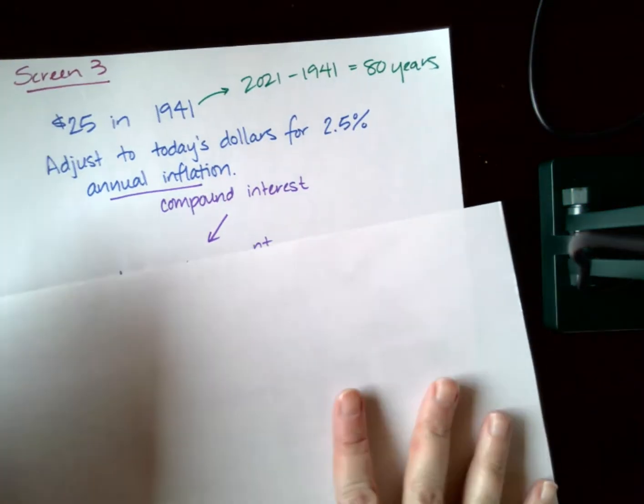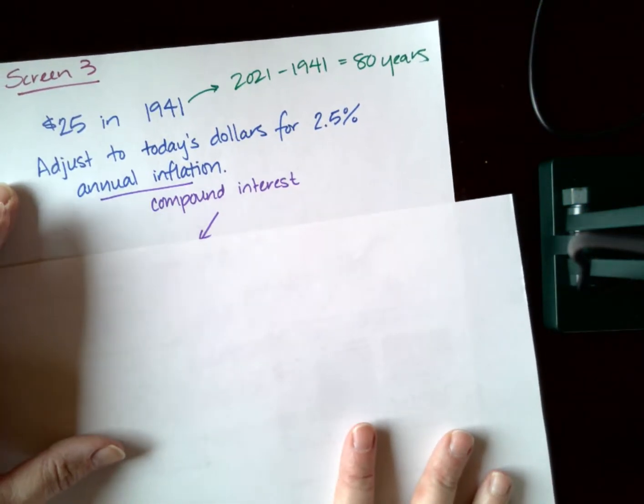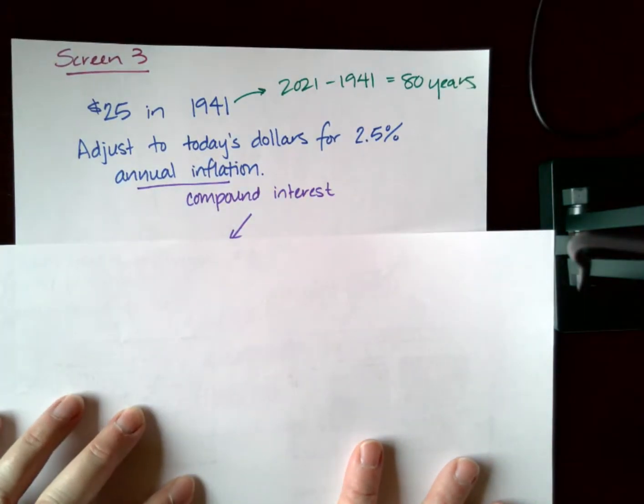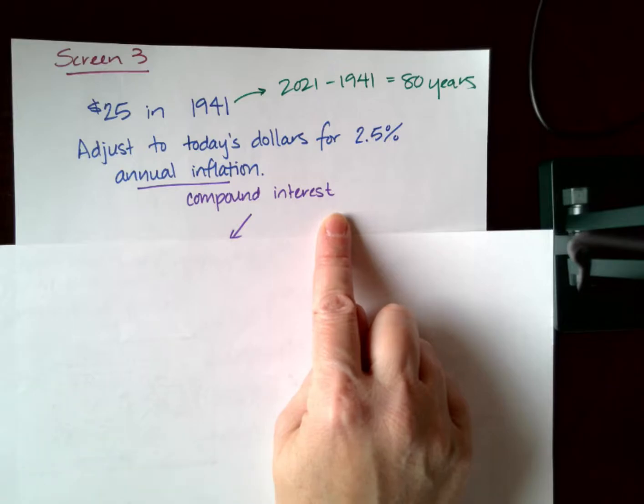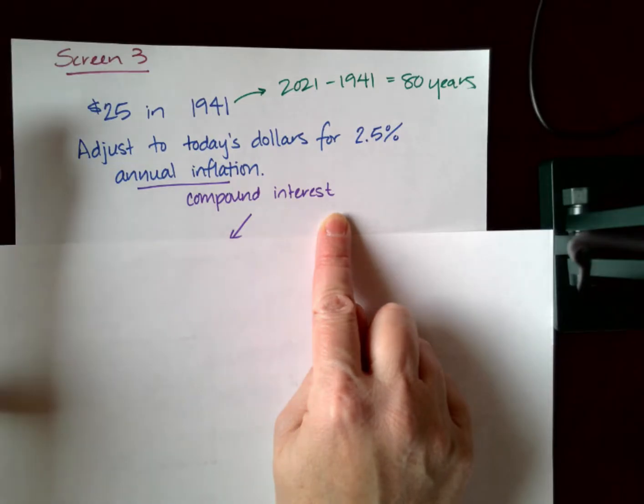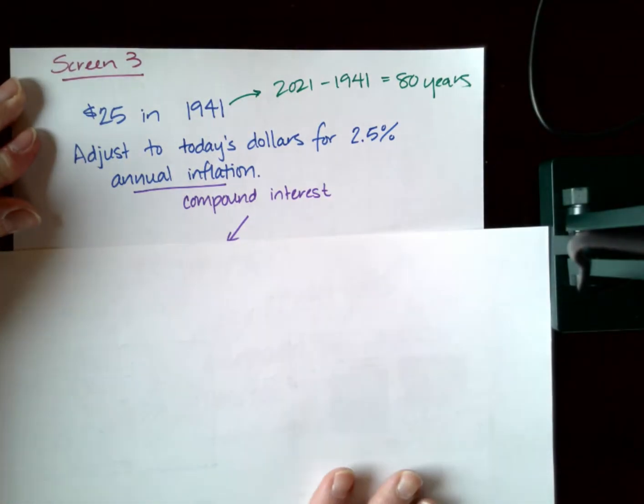In screen 3, that's the one with my mom. That really is a picture of my mom on there. We need to take her $25 summer savings in 1941 and adjust it to today's dollars for 2.5% annual inflation. That's an application of compound interest. So the compound interest formula is coming your way.